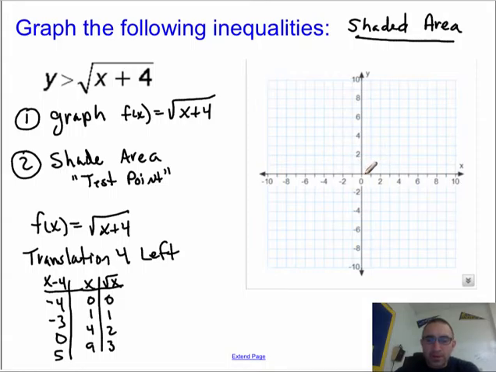Or if I want, I could actually take the original points right there, and I can move them all 4 to the left. We'll take a different color. Negative 4, 0. Negative 3, 1. 0, 2. 5, 3. Every point is 4 to the left. Now I have to shade accordingly. For that, we take a look at the symbol. When I see that symbol, I need a dashed line.